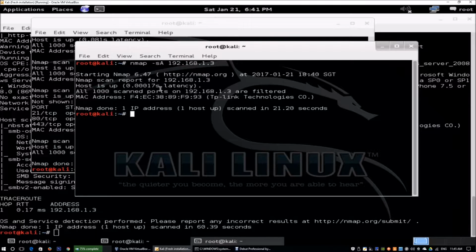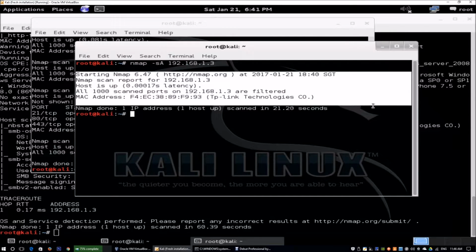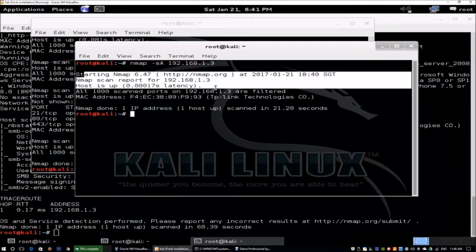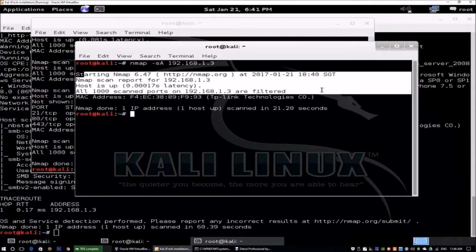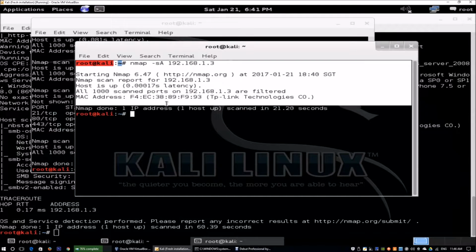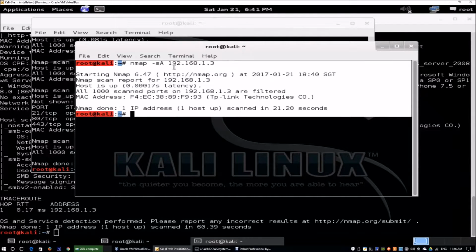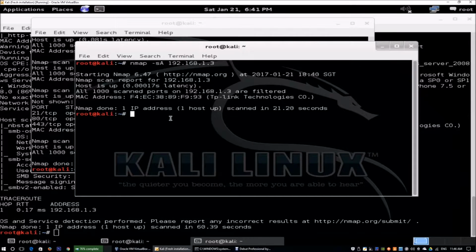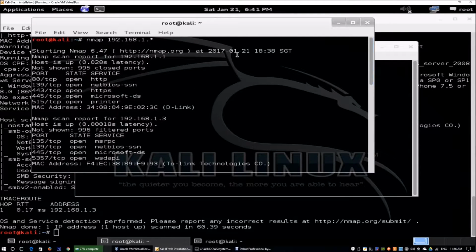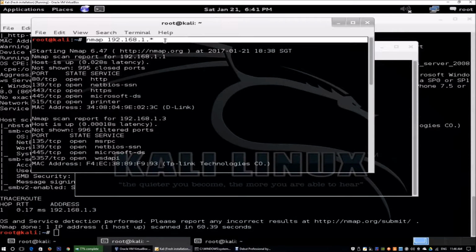All right, we managed to see what kind of information we got. We got a MAC address, and all we got was that the host is up. All 1,000 scanned ports were filtered, and we realized that there is indeed a firewall running on this particular machine, 192.168.1.3.